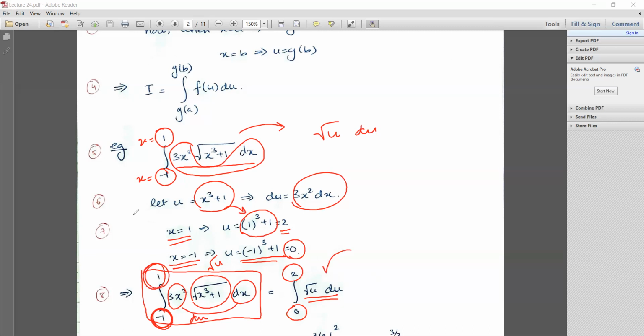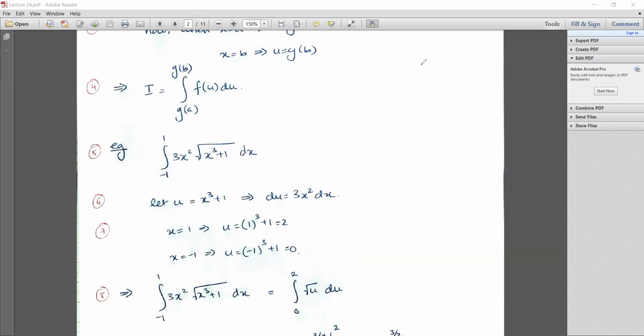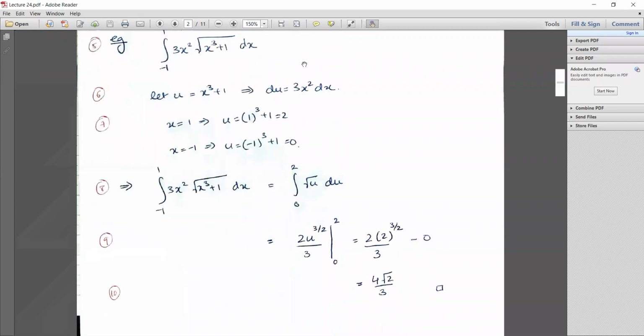And now, since everything is in terms of u, now you can integrate. Now, how do I integrate here? What's the integral of square root of u du? u raised to power 3 over 2 over 3 over 2, right? That's the indefinite integral. All I need to do is evaluate this at 2 and evaluate it at 0 and then subtract using the fundamental theorem part 2, right? So I just need to evaluate.